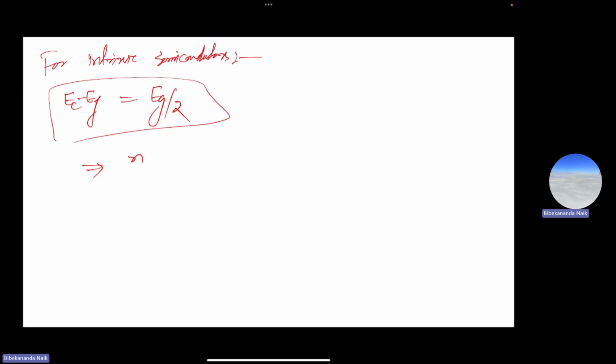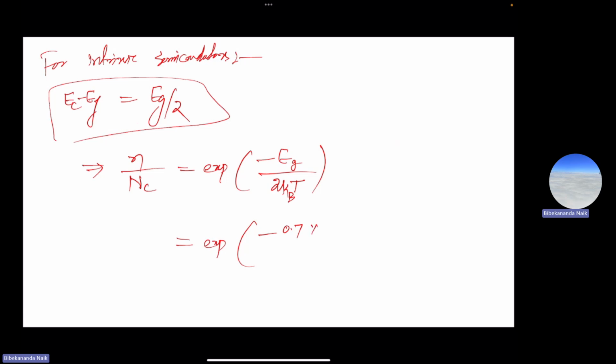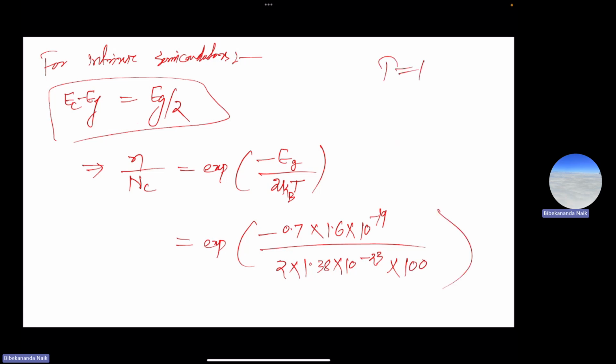So N by NC will be equal to exponential minus EG by 2 kBT, which is exponential minus 0.7 into 1.6 into 10 to the power minus 19 divided by 2 into 1.38 into 10 to the power minus 23 into 100, because T is 100 Kelvin as given in the question. Kb we know, and the band gap Eg is given as 0.7 eV.